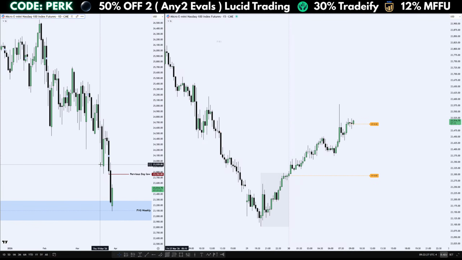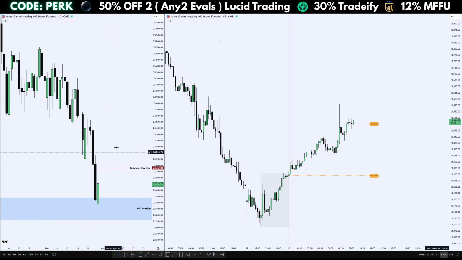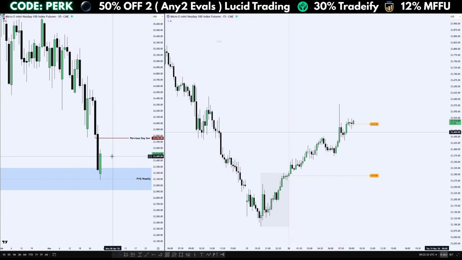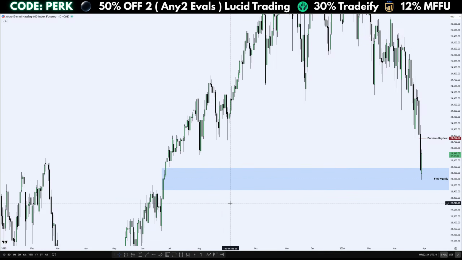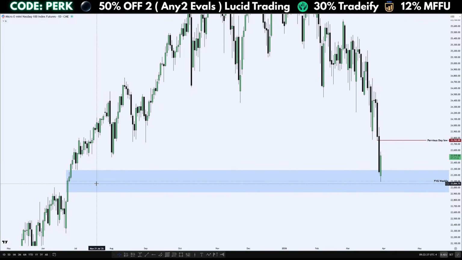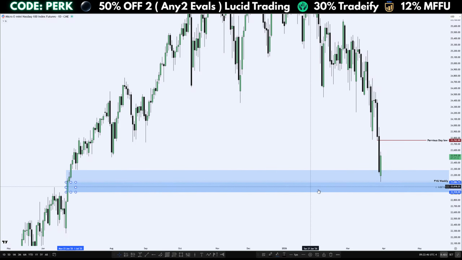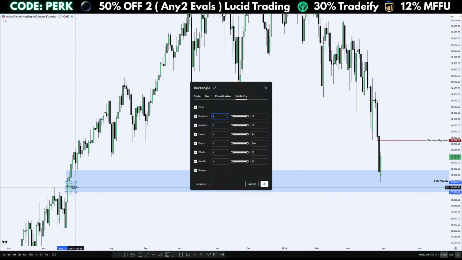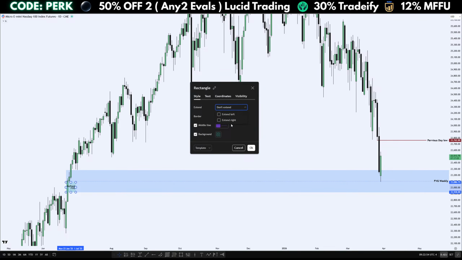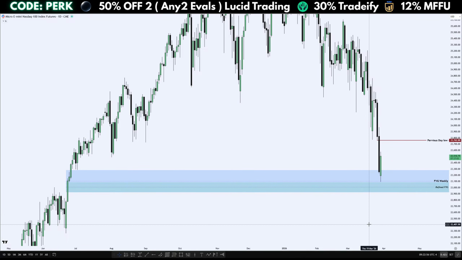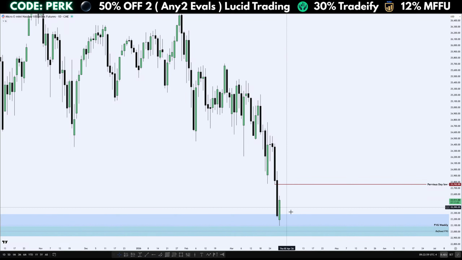So what we are going to do first, okay, we have taken out the sell side liquidity, and this is the weekly fair value gap we have in trading. And inside the weekly fair value gap, we do have the daily fair value gap, this one. So this fair value gap is going to be a refined FVG. I'm going to extend this thing on the right side. On a daily chart, we are still in a discount.